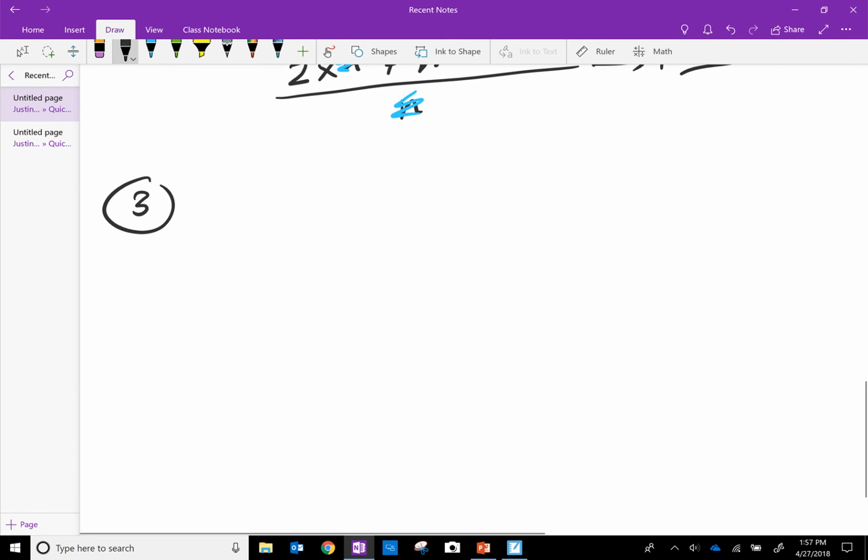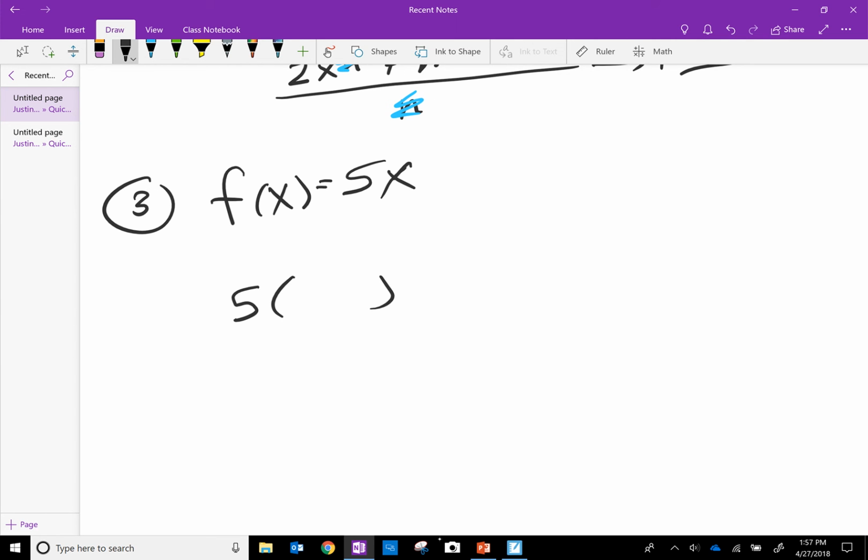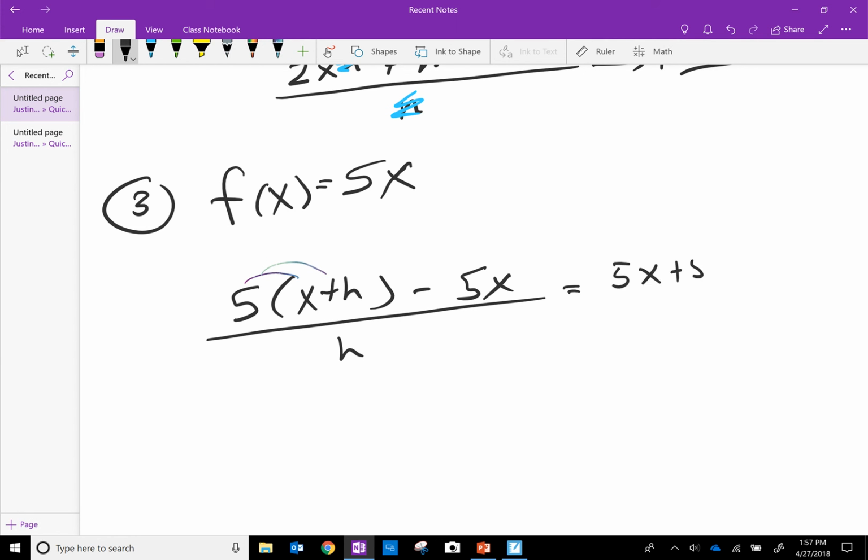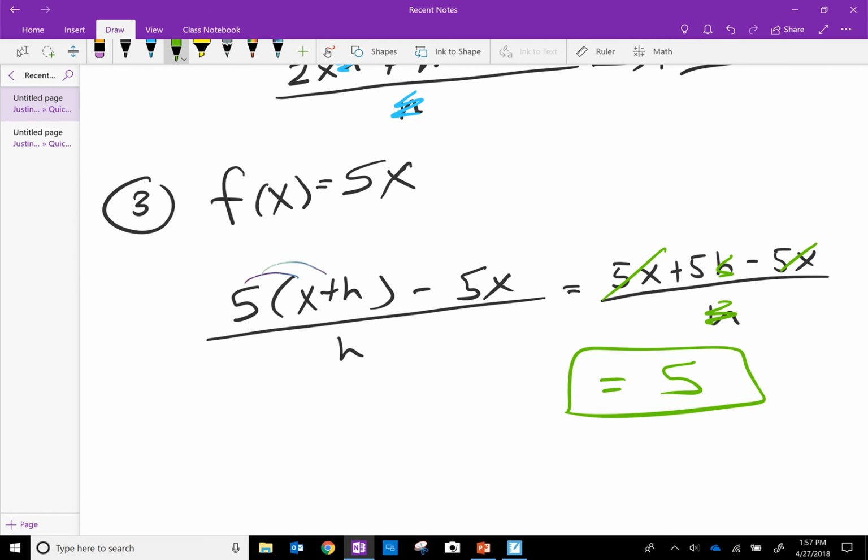Number 3 is quite a bit easier because the function is just linear, f of x equals 5x. So if we do the difference quotient, it's 5 times (x plus h) minus the function 5x all over h. We distribute. We're left with 5x plus 5h minus 5x all over h. So 5x's cancel. The h on bottom cancels the h on top. And the value of the difference quotient is just 5.